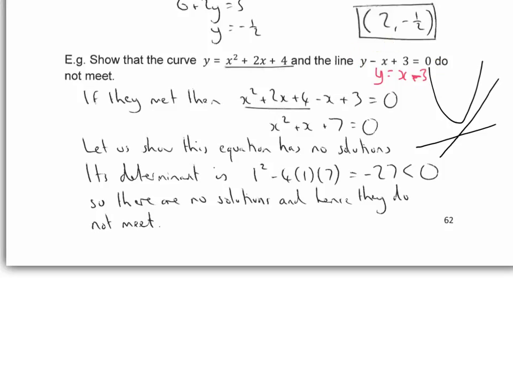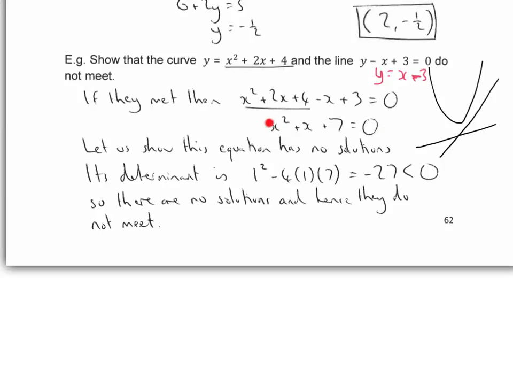So instead of writing that y there, I've written out this version of y minus x plus 3. Either way round, you end up at this equation here. The solutions of this equation are when they agree, when they meet. Now apparently they don't meet, so we're hoping that this doesn't have any answers.